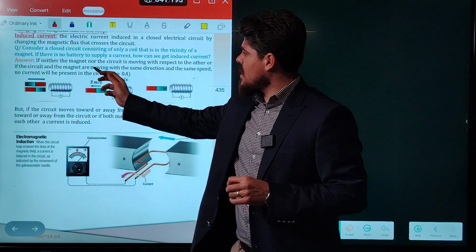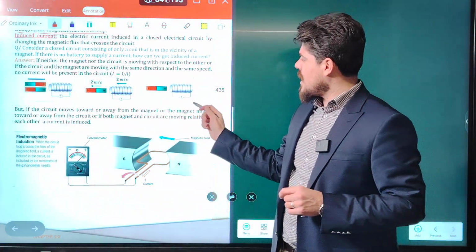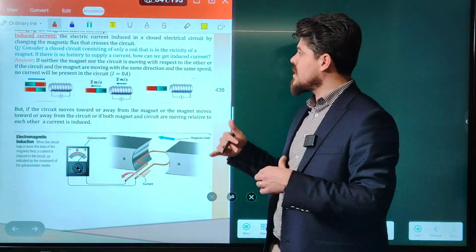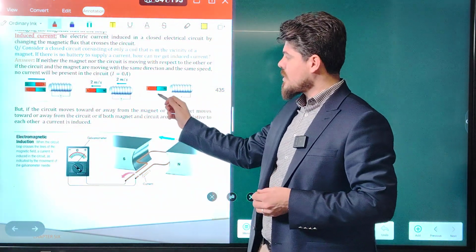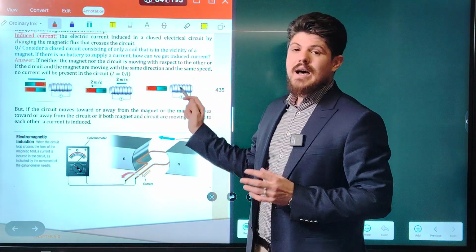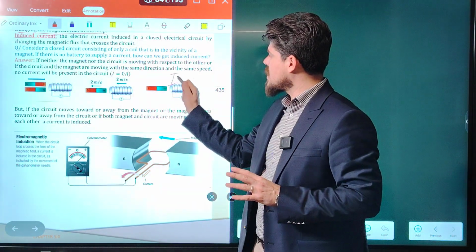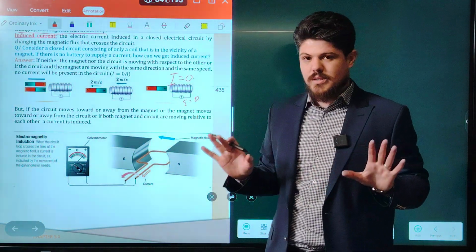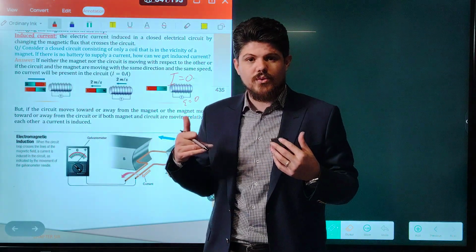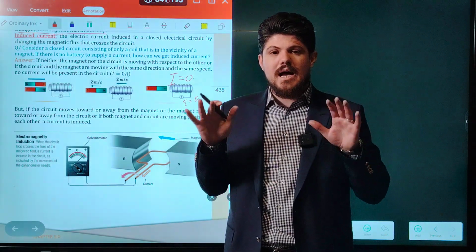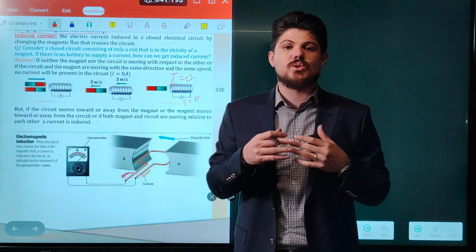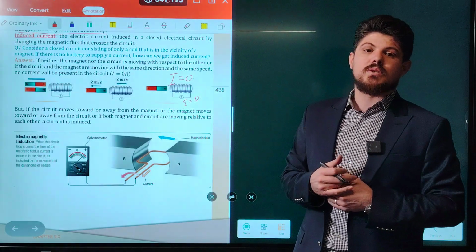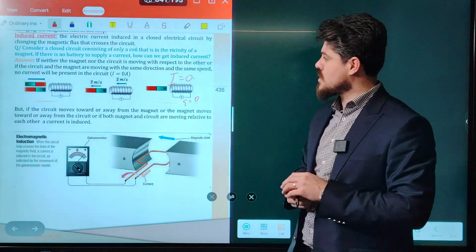If the circuit and the magnet are moving in the same direction, as you can see in this figure, guys, for the first part, if neither the magnet nor the circuit is moving with respect to each other, both of them are at rest. No current induced. Current 0. EMF 0. Why? Because both of them are at rest. Like the Doppler effect, if you remember. If the observer and the source remain at rest, there is no Doppler effect. Why? Because there is no relative motion between the source and the observer. That is why the Doppler effect does not happen.